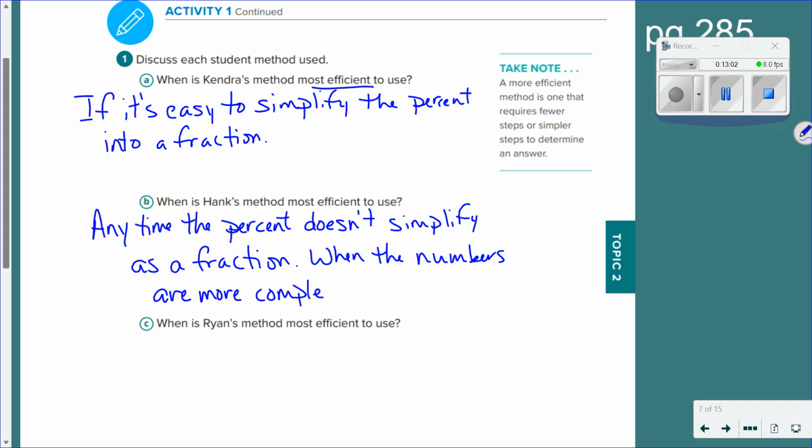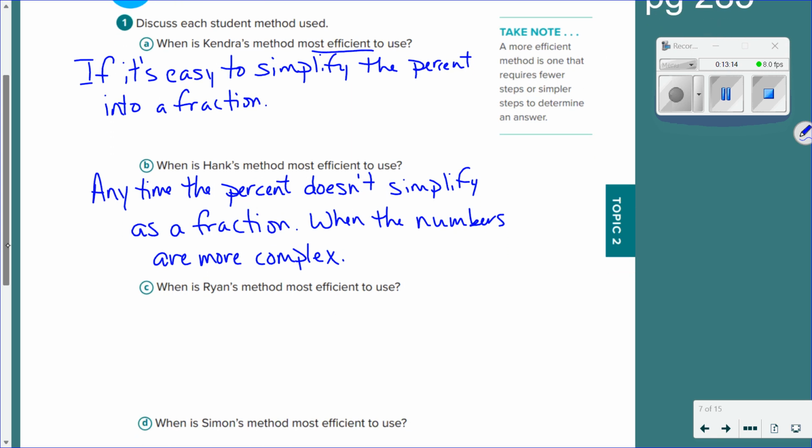So if you're looking at harder numbers, then the decimal way is going to be the easiest. Because remember, multiplying decimals, guys, all you're doing is multiplying the numbers and then putting those decimals into your answer. So it's actually quite easy.